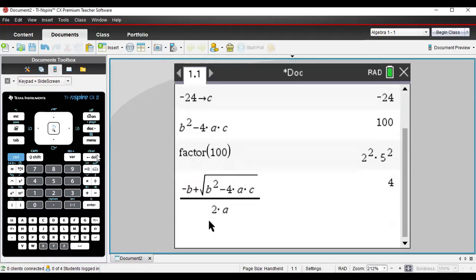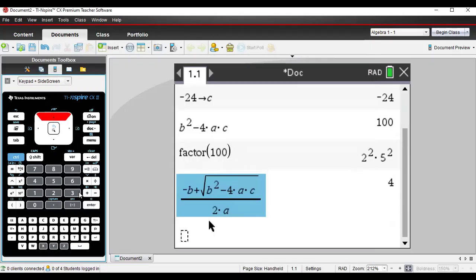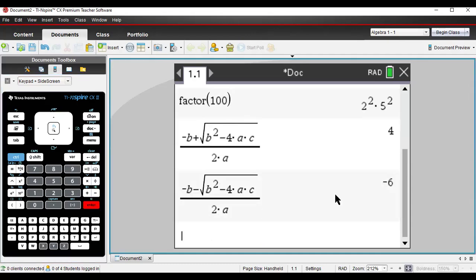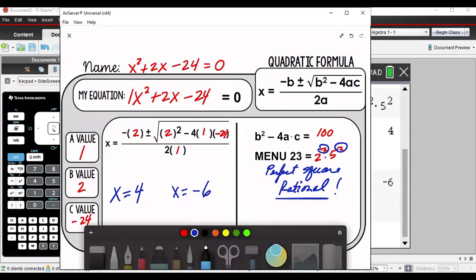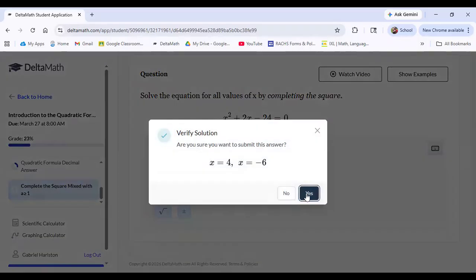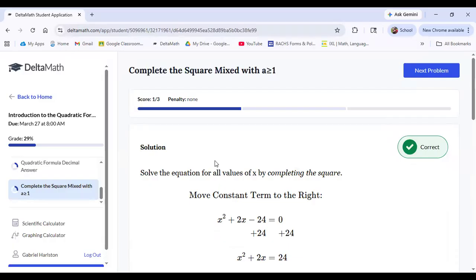And to find the second root, all we're going to do is copy it, and we're going to change the plus to a negative, and then press enter, and it tells us that our second rational root is going to be a negative 6. So I put a negative 6 here. This would be what we need to show. Let's go finish this problem off by entering those two solutions, 4 and then negative 6, submit, and it says, nice job.